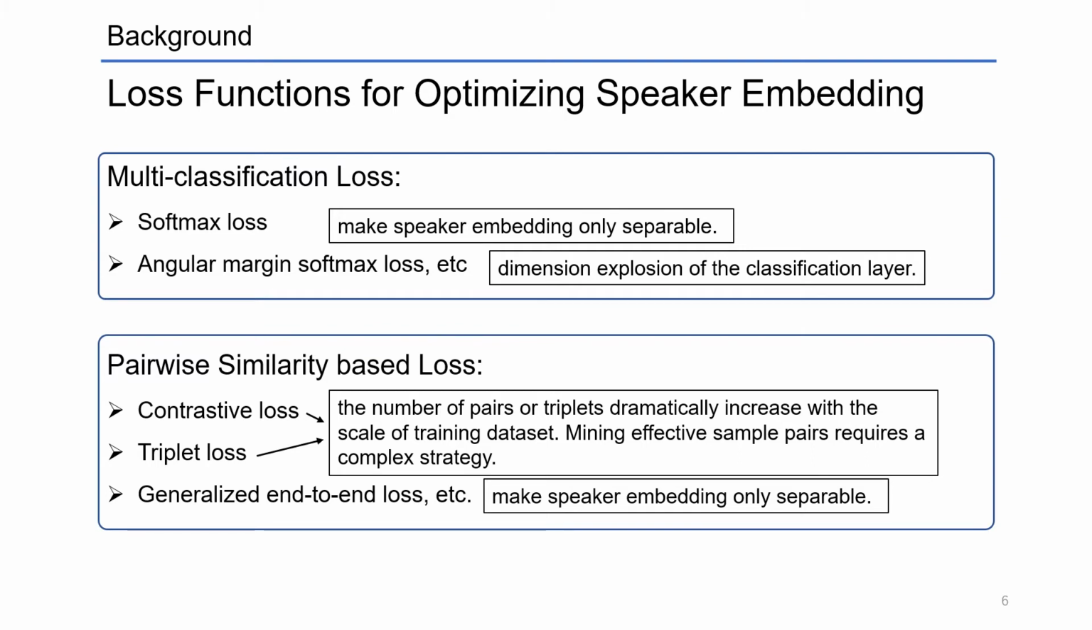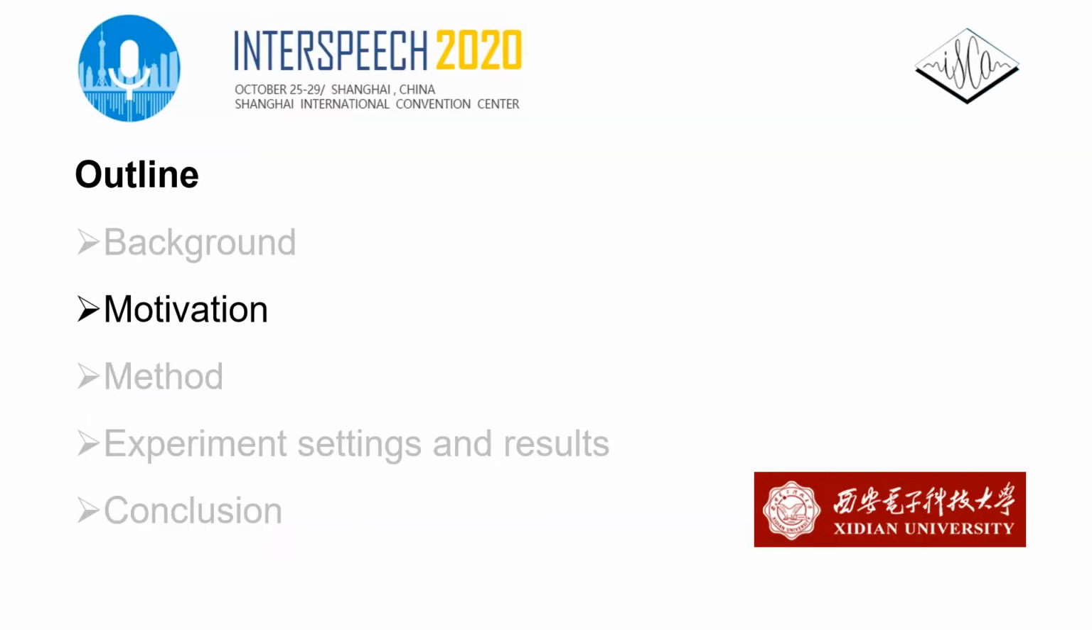The contrastive loss and the triplet loss require a complex mining strategy, and the generalized end-to-end loss makes speaker embeddings inseparable. Our work is inspired by the angular margin Softmax loss and the generalized end-to-end loss. Here, we first introduce them.